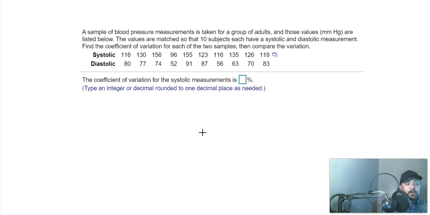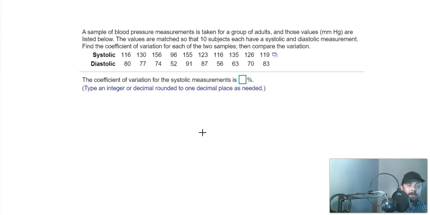So we have these two different data sets. And let's say we want to compare the two data sets, and we ask ourselves the question, which data set has more variation to it? The systolic numbers or the diastolic numbers? Which one's more variable? Which one has a bigger spread of values? Now you might say, well, that's easy. Calculate the measure of variation for each data set and compare the results. Unfortunately, you can't really compare those results.